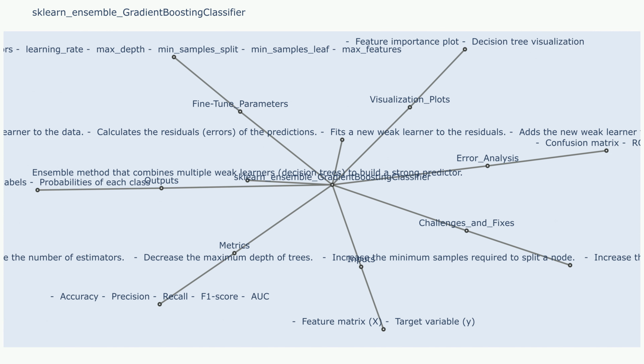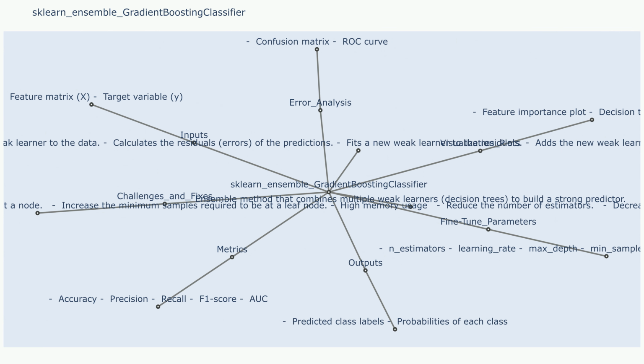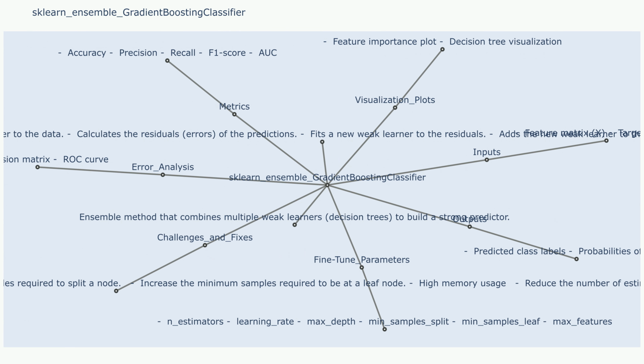Steps: Initialization: the first tree is trained on the entire dataset. Iterative training: in each iteration, a new decision tree is trained to predict the residual errors of the previous model. Weighted aggregation: the predictions of all the individual trees are weighted and combined to produce the final prediction.